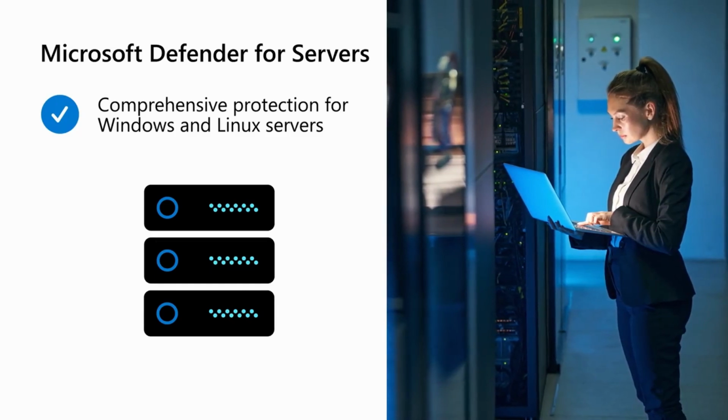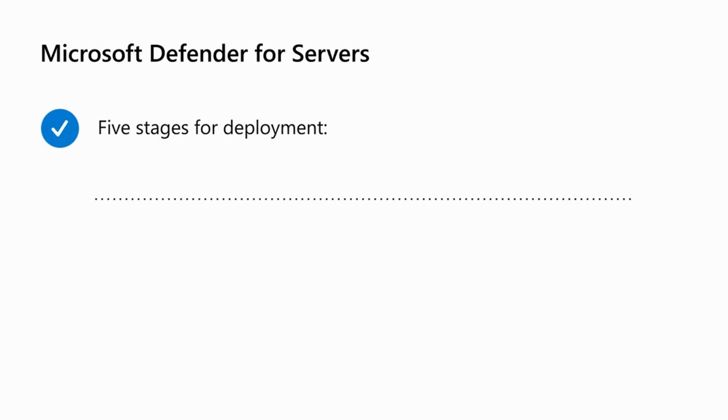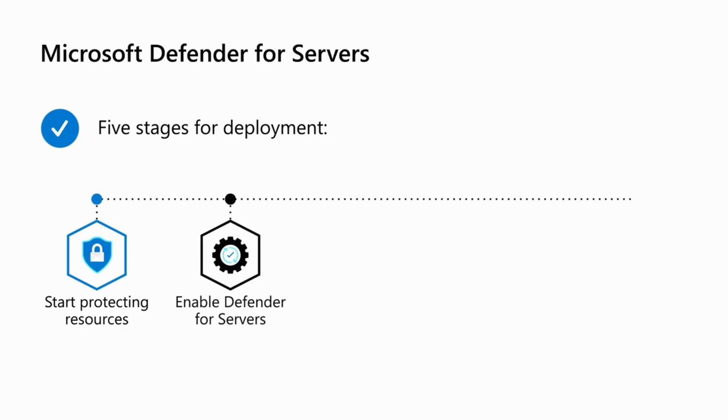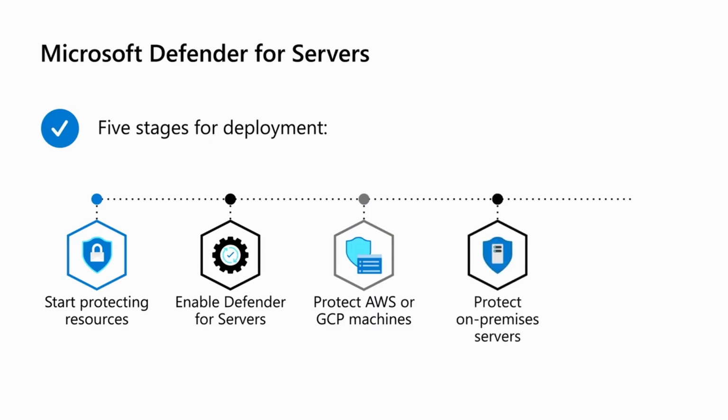diverse environments. You were acquainted with the 5 stages involved in the successful deployment of Microsoft Defender for Servers. Start protecting resources. Enable Defender for Servers. Protect AWS or GCP machines. Protect on-premises servers. Enable Foundational Cloud Security Posture Management or CSPM.